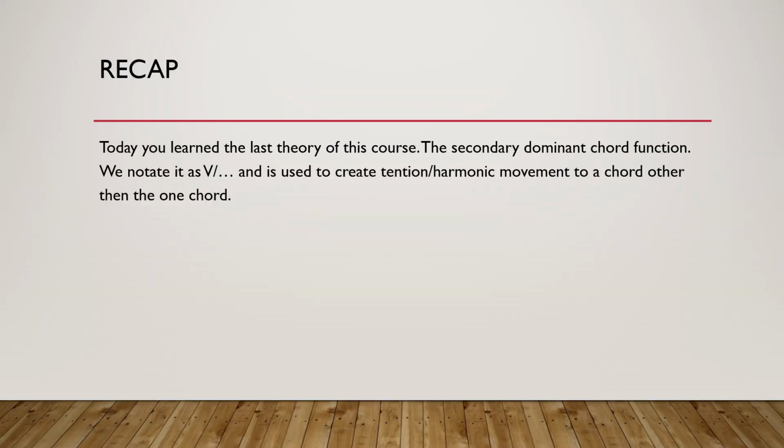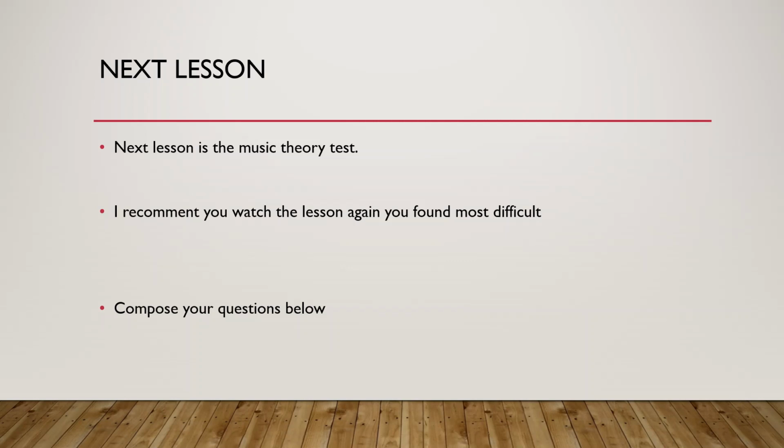So today we learned the last theory of this course, which sounds a bit weird, the secondary dominant chord function, and we notate it as the 5 of something, and it's used to create tension, also known as harmonic movement, to a chord other than the 1 chord. So next lesson will be the music theory test.